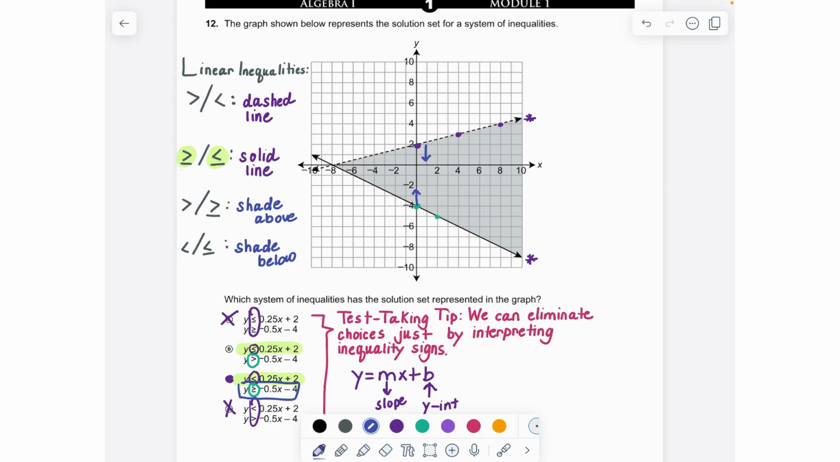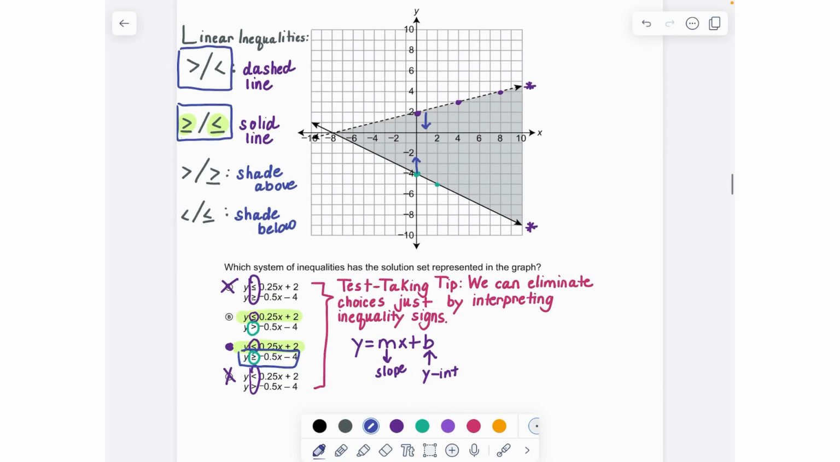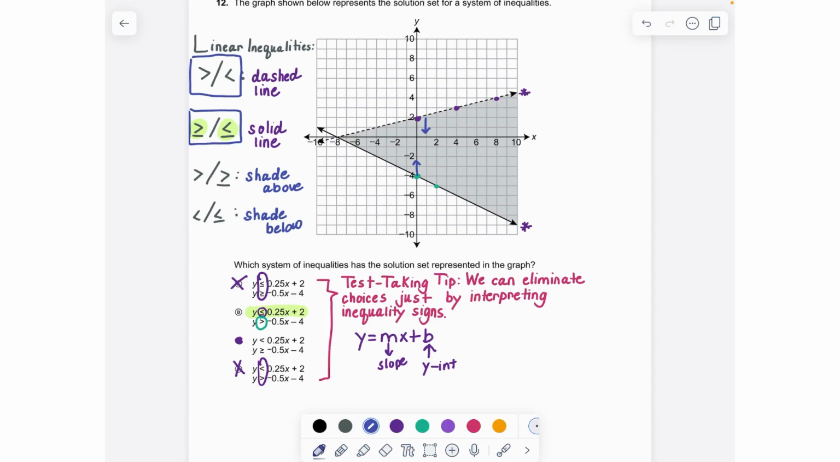But this problem wasn't really testing our ability for shading. It was testing our ability to recognize when it is a solid line versus when it is a dashed line. Your solid line is when you have a line underneath your inequality. Your dashed line is when you do not. And so hopefully you recognize that in choice C, that top equation has a dashed line and it's beginning at 2, and so that matches exactly with what we have in our graph. And that bottom equation has a solid line, and that matches exactly what we have here beginning at -4. So our answer should be C.